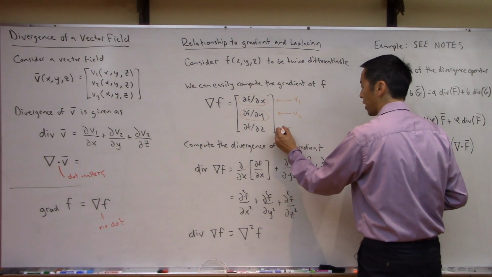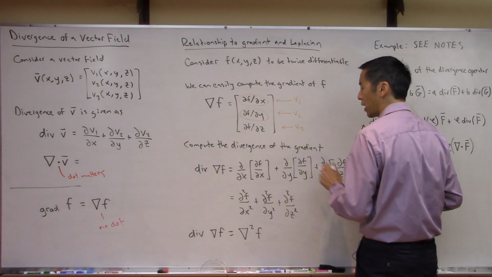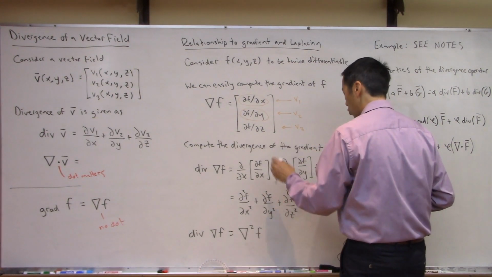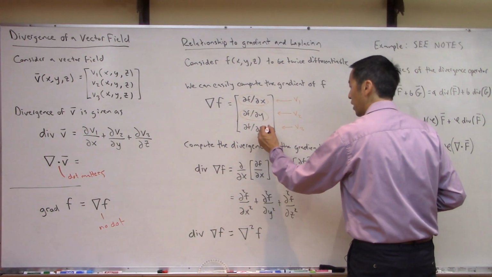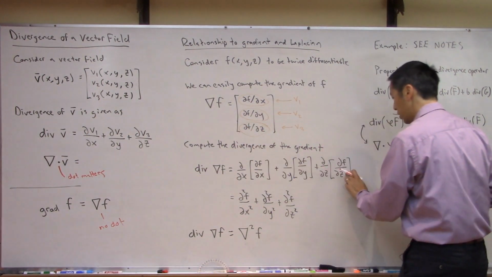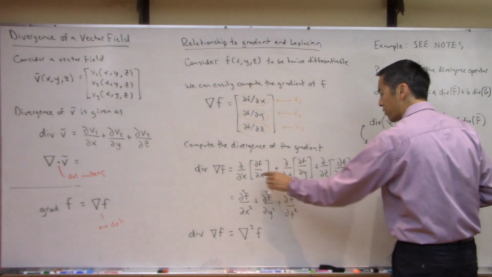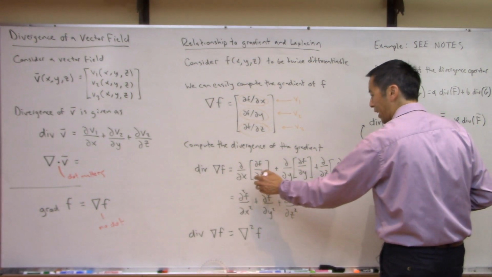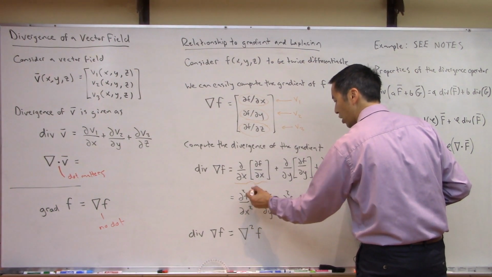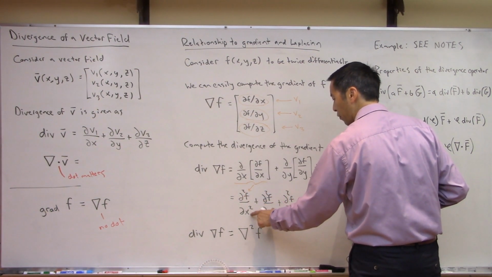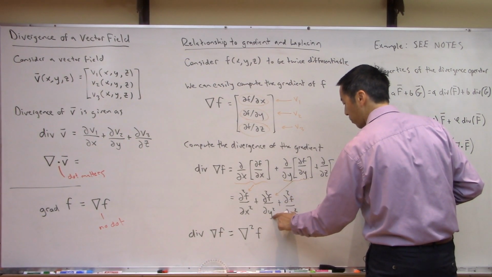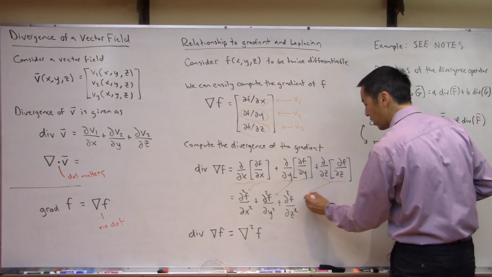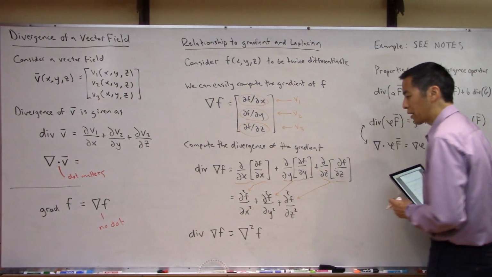And then lastly, you do the same thing for this third element. This is v3. So divergence says you look at v3, you take its derivative with respect to z. Here's the third component, take its derivative with respect to z. You stare at this thing long enough and you see, hey, wait a second, this is just the second derivative of f with respect to x. This is just the second derivative of f with respect to y, and this is just the second derivative of f with respect to z.